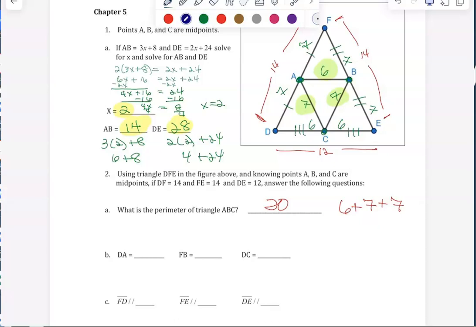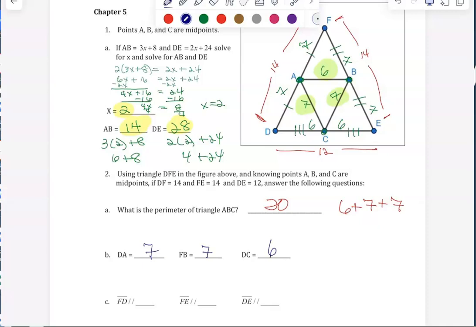DA, without any symbol on top, is asking you for the length of DA. And I already wrote in that it was 7. FB, the length of FB is also 7. And then DC, that is 6. Okay, so by analyzing the shape, I already had those answers.